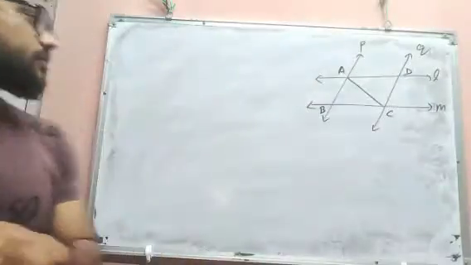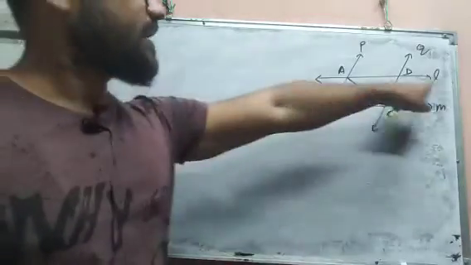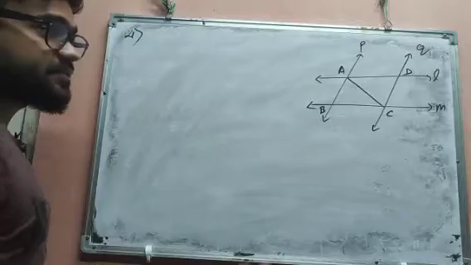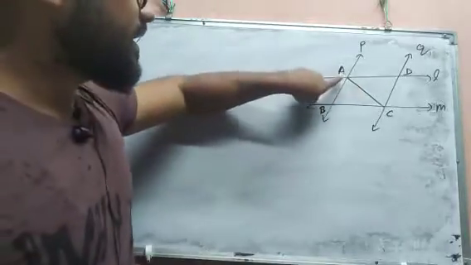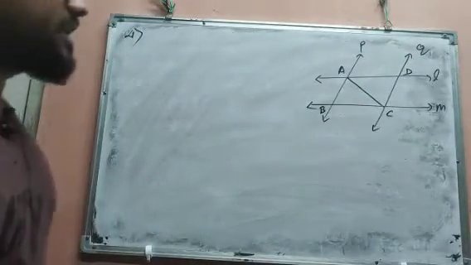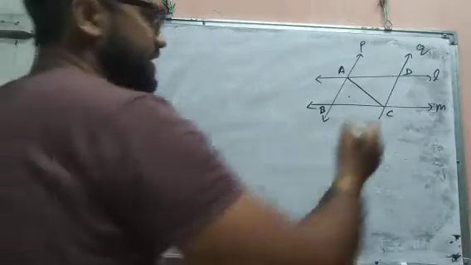Okay. So next question number 4. What is given in question number 4? L and M are two parallel lines, and they are also intersected by another pair of parallel lines P and Q. They are intersecting at the points A, B, C, D. And we are asked to prove that triangle ABC, that is this triangle, is congruent to triangle CDA. That means that one.